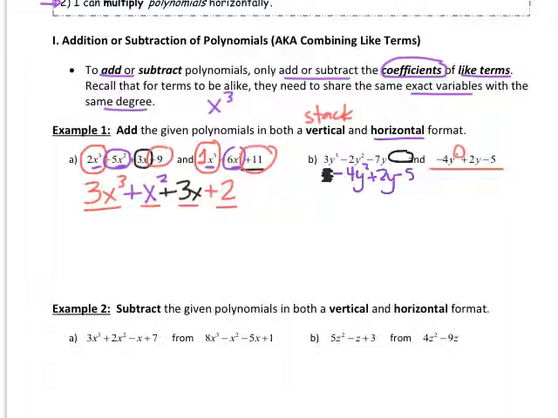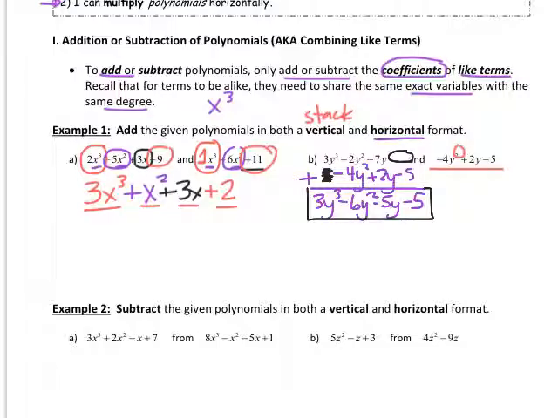So now I can just draw my line, and I can just add just like we would normally add anything else. So I have 3y cubed minus 6y squared, right? Negative 2 and negative 4 is negative 6, and then negative 7 plus 2y is going to be negative 5y minus 5. All right, and there's our final answer.